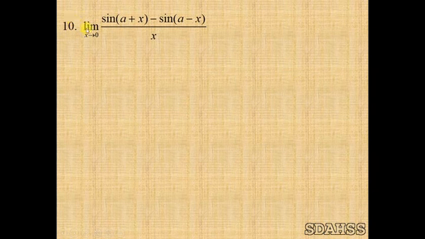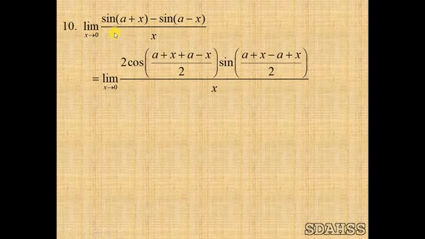10th sum, limit x tends to 0, sin(a + x) minus sin(a - x) divided by x. Now numerator is in the form of sin C minus sin D. We know that sin C minus sin D is 2 cos((C + D)/2) into sin((C - D)/2). So this can be written as 2 cos((a + x + a - x)/2) into sin((a + x - a + x)/2) divided by x.